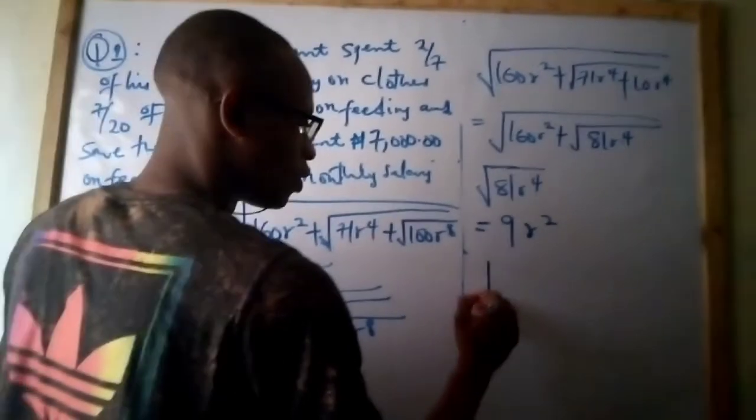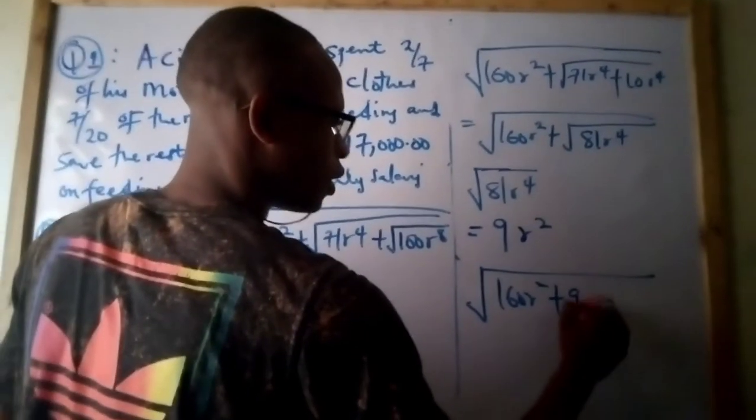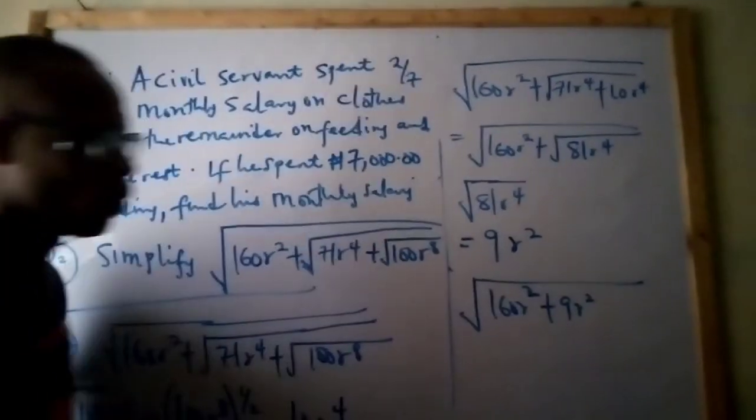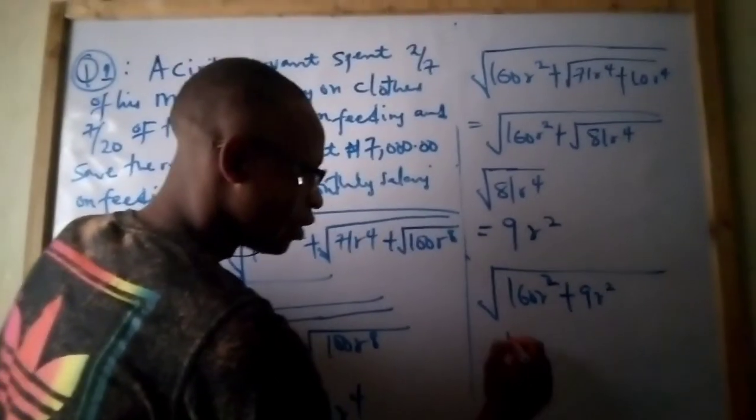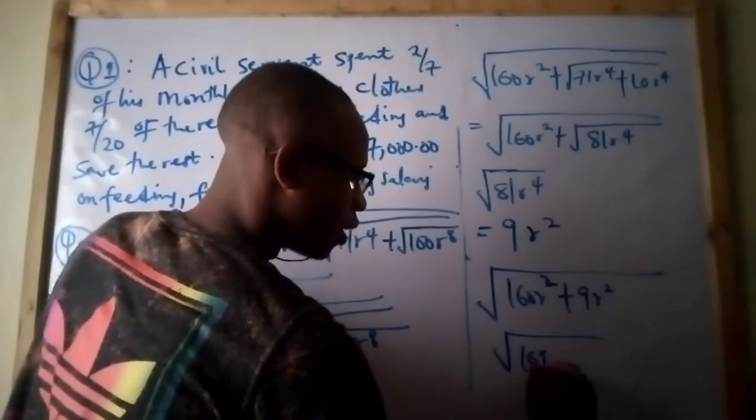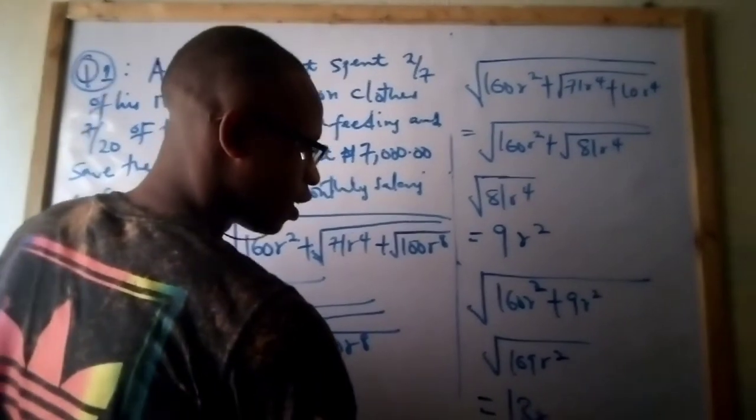So we are going to have the square root of 160 r raised to power 2 plus 9 r raised to power 2. Wow, you can see it's been simplified. This plus this is simply the square root of 169 r raised to power 2. So when you look for the square root of this, you simply have 13r.